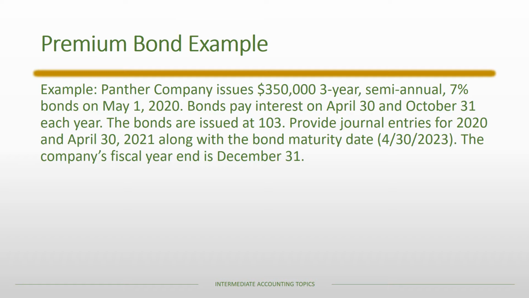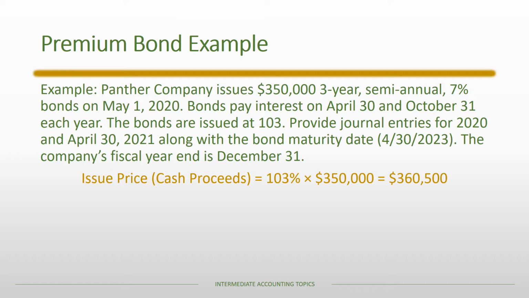And of course, this one is being issued at 103, which means it's being issued at a premium. And so we're going to do some journal entries, all of those for 2020, the April 30th, 2021 journal entry, and then finally the final journal entry on 4/30/2023.